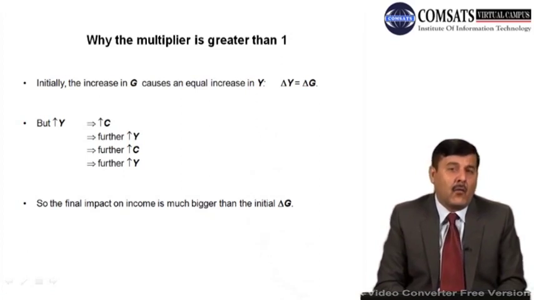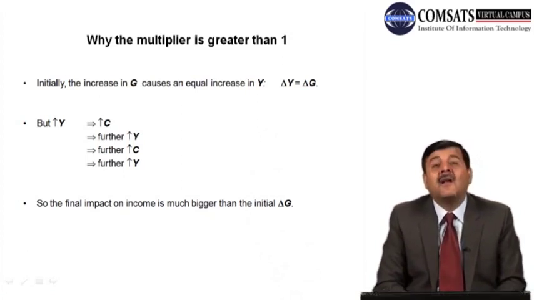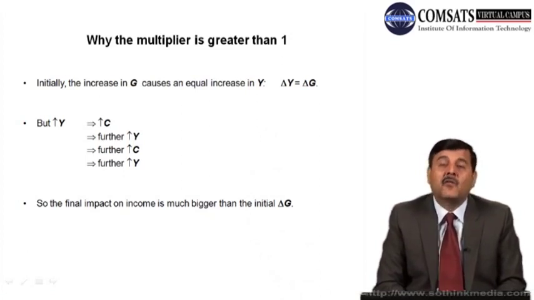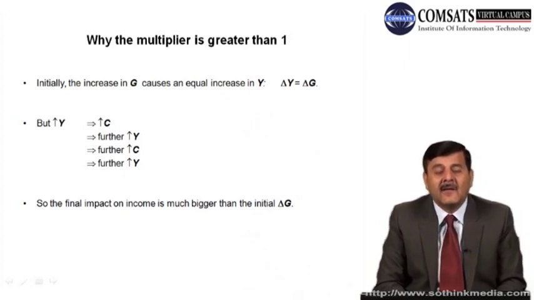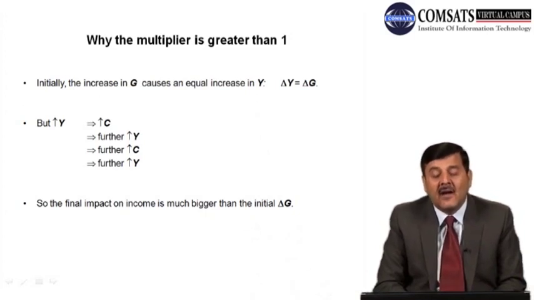जब C में इजाफा होगा तो this will further increase income, which will further increase C, then it will further increase Y, and so the final impact on income is much bigger, is much larger than the initial change in G, right?